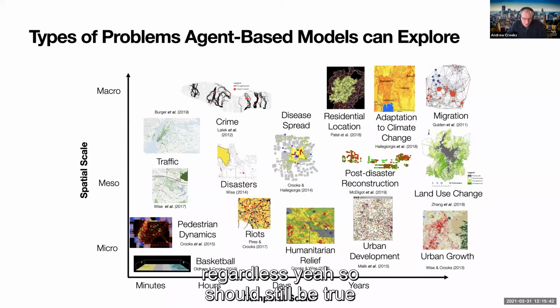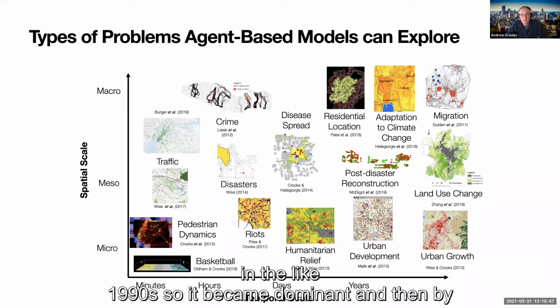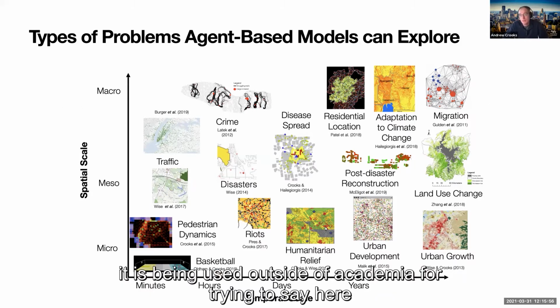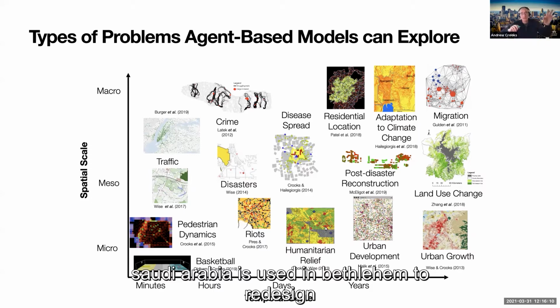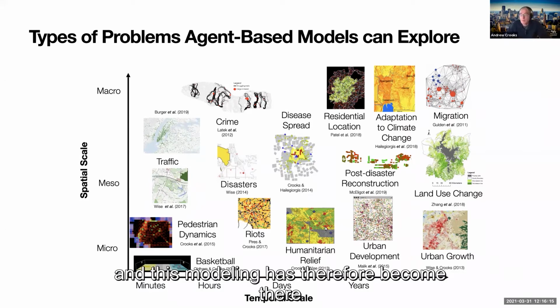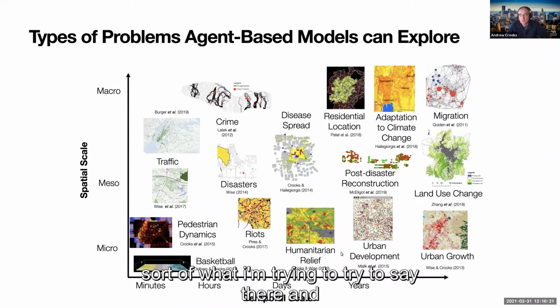Yeah. So agent-based modeling sort of evolved in the 1990s, or became dominant, and then by the 2000s there was an uptake of it. But it's not just academic research, is what I'm trying to say here. It is being used outside of academia for planning. The Hajj in Saudi Arabia used agent-based modeling to redesign parts of the routes that they have there. Agent-based modeling has therefore become more mainstream over time, is what I'm trying to say there.